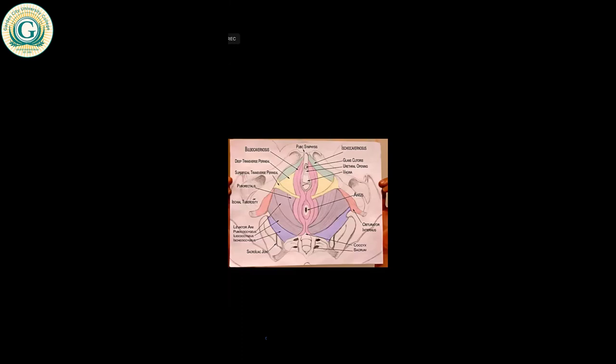Then the vagina and the urethral orifice pass through it, and they are supported by the triangular ligament. I'm saying that the vagina and the urethral orifice pass through this triangular ligament. And so this triangular ligament supports the urethral and vaginal orifices.